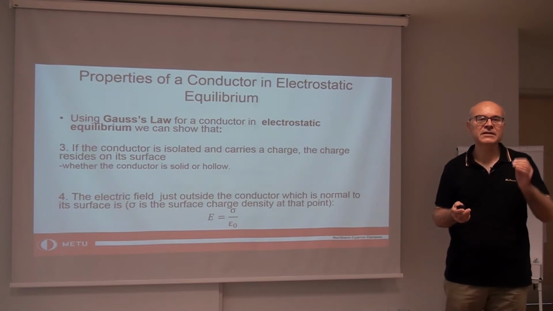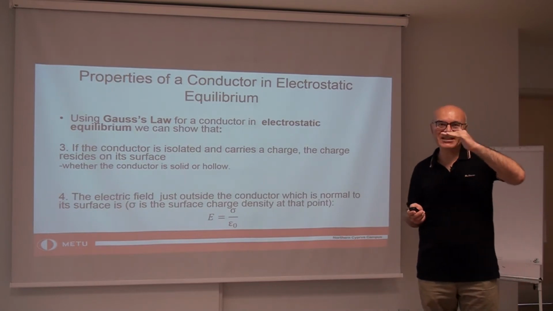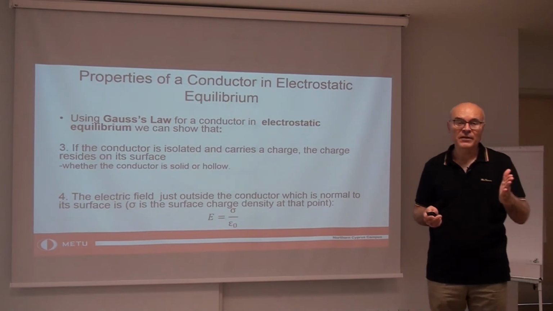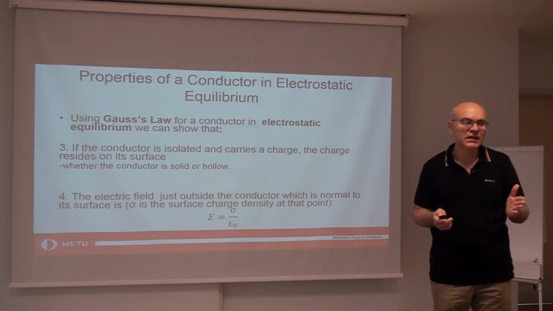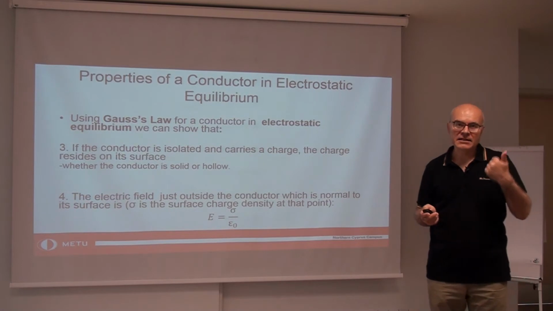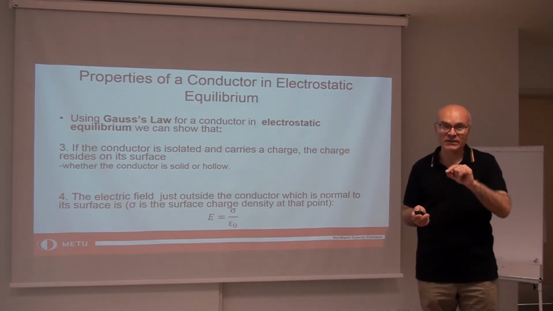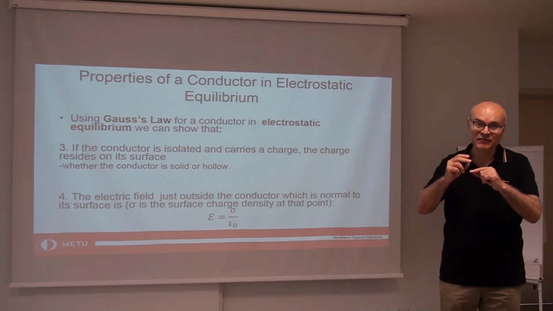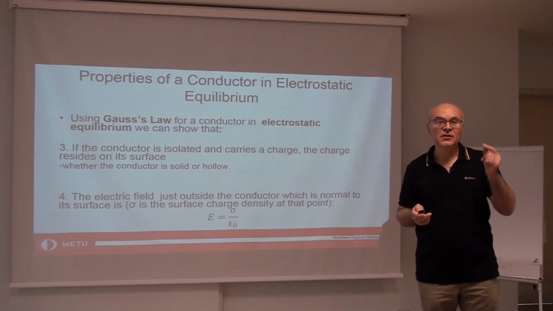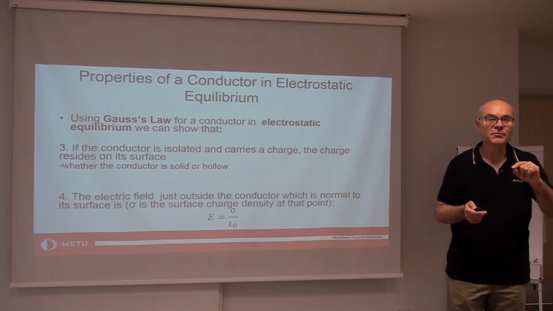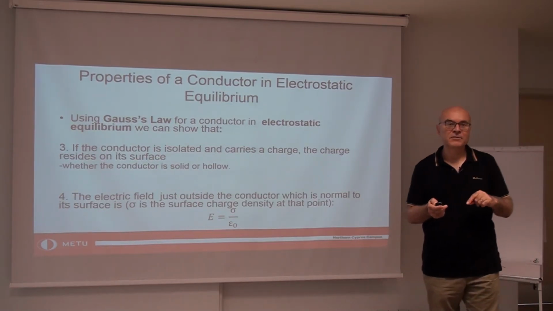The other property is that the electric field just outside the conductor, which as we have said will be normal to the surface, has the value sigma over epsilon naught. So above a given point, just outside the surface, the electric field will be equal to the charge density below that point divided by epsilon naught.